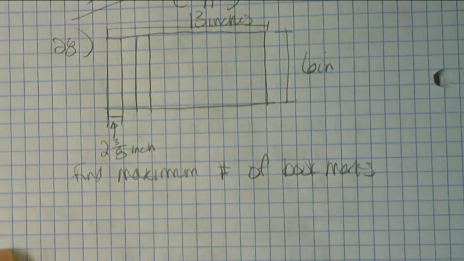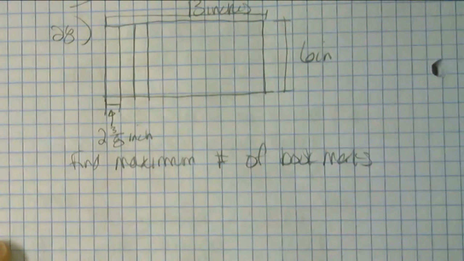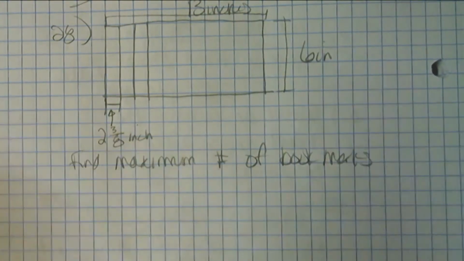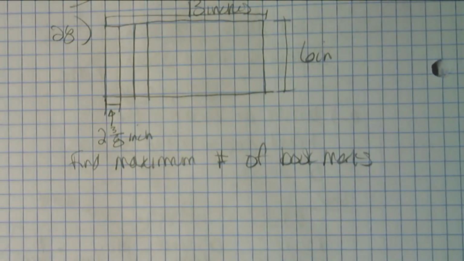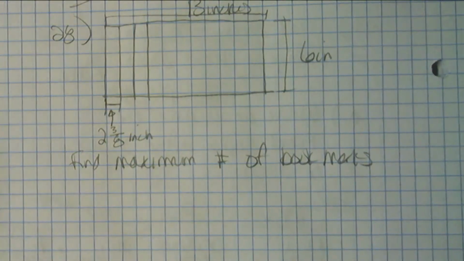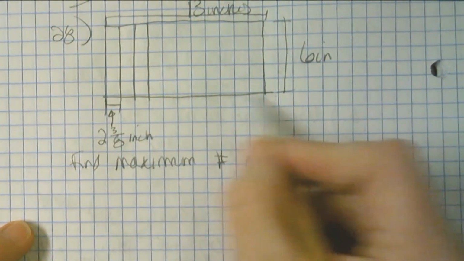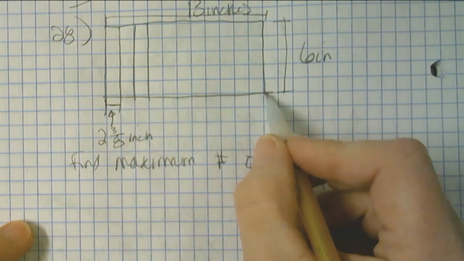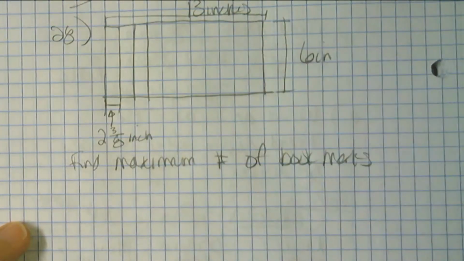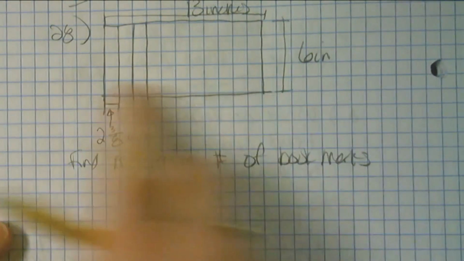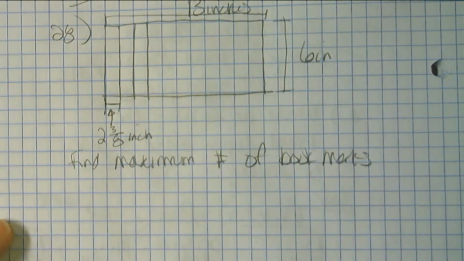Let's think of this from an inequality standpoint, because we're talking about maximum. And the hard part about this one is while we have a maximum number of bookmarks, we're dealing with overall length. So let's think of this logically. What's the maximum length that we can be using from this sheet? What's the maximum length that we have here?